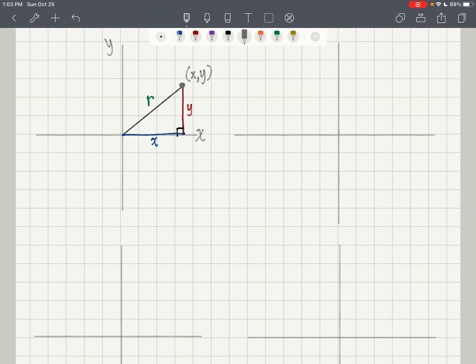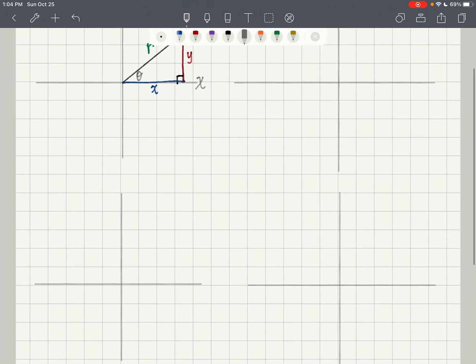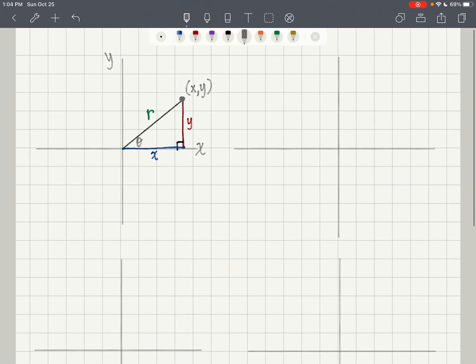And let's call this angle that is made with the x-axis theta. So we're going to have a positive x, a positive y when we're in quadrant 1. It's a beautiful, beautiful picture. Okay, let's move to quadrant 2.